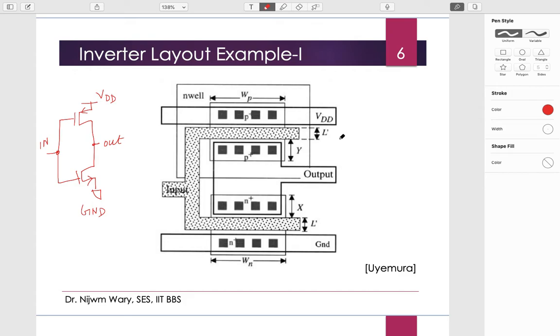So basically, this is the N well, right? You can see here this is the N well, this is how the N well is drawn. So in Cadence, there will be a symbol where it will say that this is the N well.